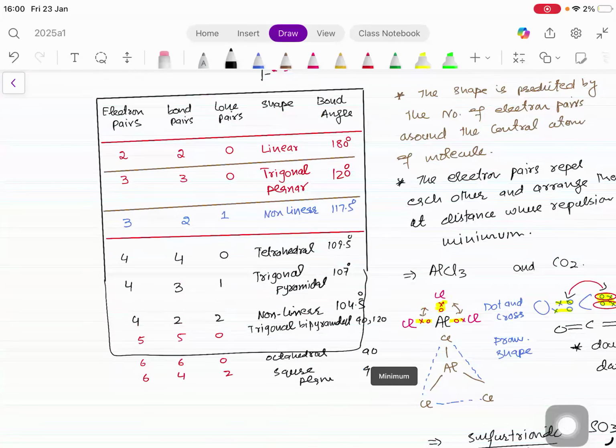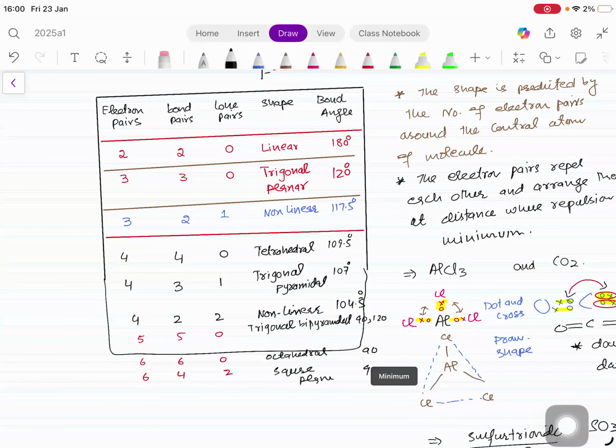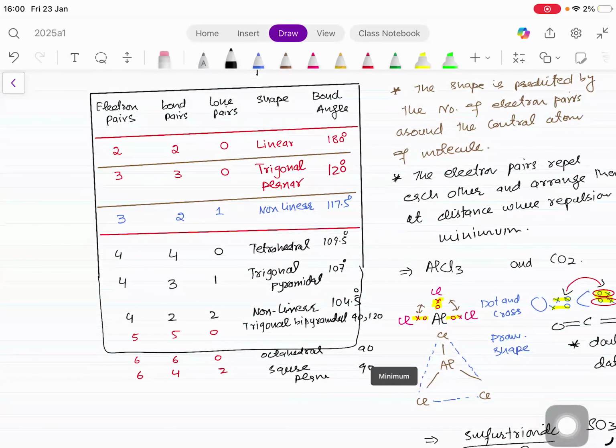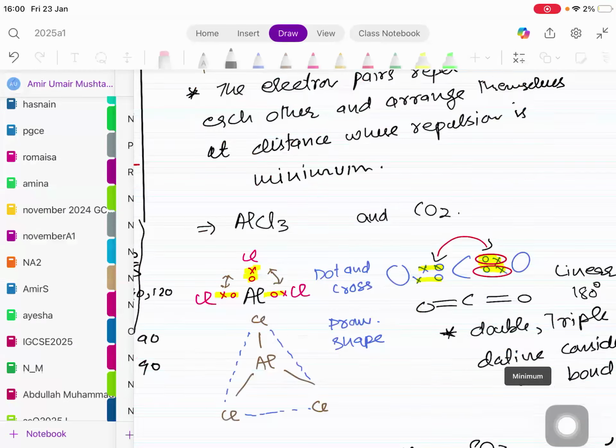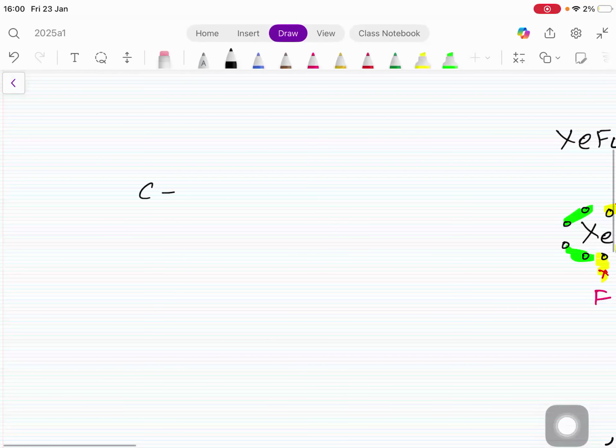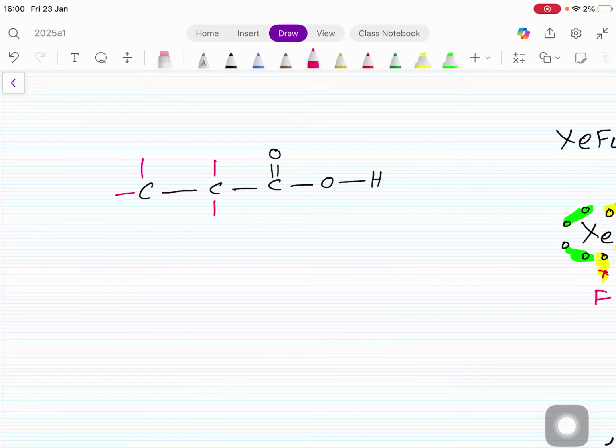Okay. Now I'm going to give you a question here. If you want, you can take the screenshot and keep it in front of you. And then here is the question. Look at this. If I give you a molecule here and ask you, what are these angles X, Y, and Z? Please identify the angles X, Y, and Z.